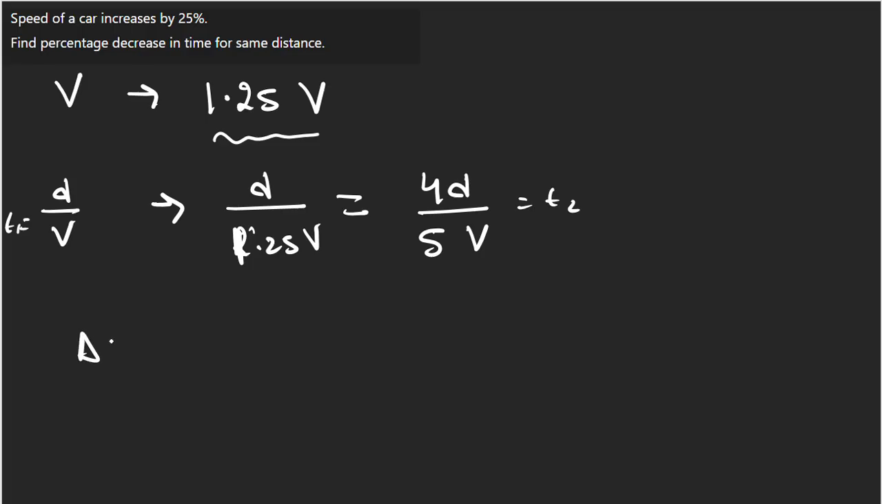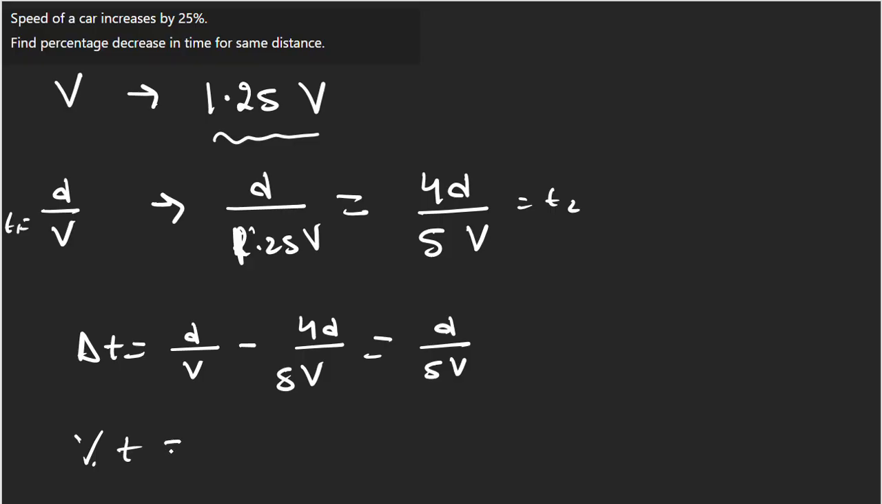So what will be delta t? See, delta t will be d by v minus 4d by 5v. So 1 minus 4 by 5 is equal to 1 by 5, so d by 5v. This is the change in time. Now we want to calculate the percentage change in time. So it will be the change, that is d by 5v, divided by the original, which was t. This is the original time, d by v, multiplied by 100. So v and d cancel. It will be 20%.